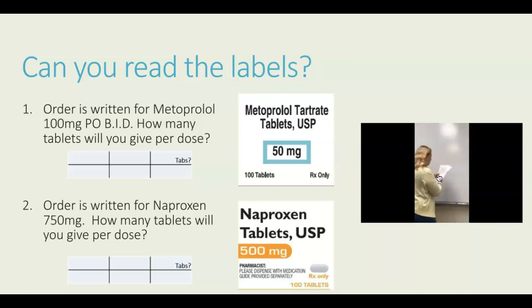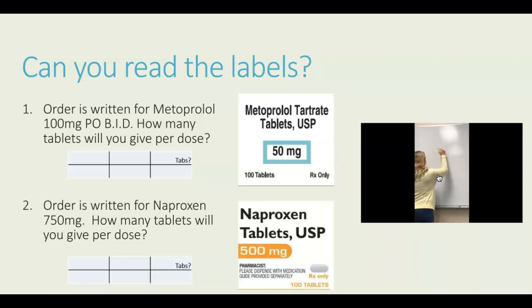Label number 2 says the order is written for naproxen, 750 milligrams. That is our order for 750 milligrams. How many tablets will we give per dose? So again, we are solving for tablets, so we're going to put tablets up here by itself for our answer. The bottle says you have naproxen sodium tablets, 500 milligrams. There are 100 tablets in the bottle. So you've got 500 milligram tablets, so it's 500 milligrams per 1 tablet.